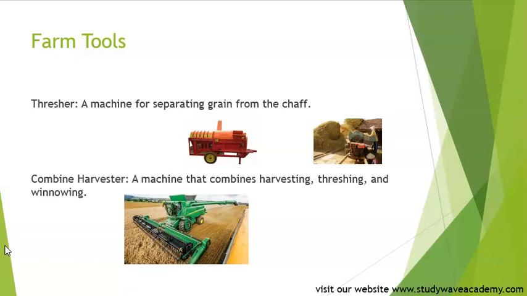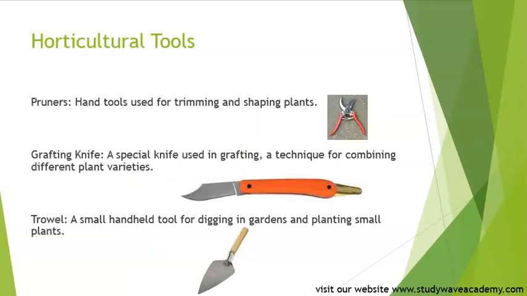They make farming easier and faster. These machines make farming easier and more efficient. Okay? Next, we're going to be looking at horticultural tools. Horticultural tools are special tools and equipment used in gardening and taking care of plants. These tools help gardeners grow healthy and beautiful plants and maintain them.